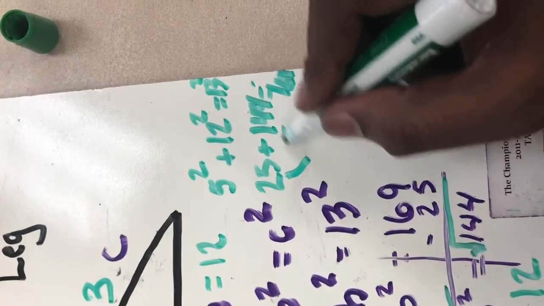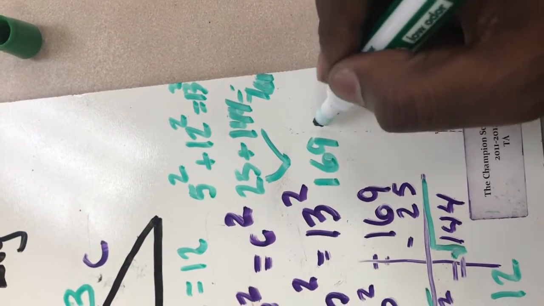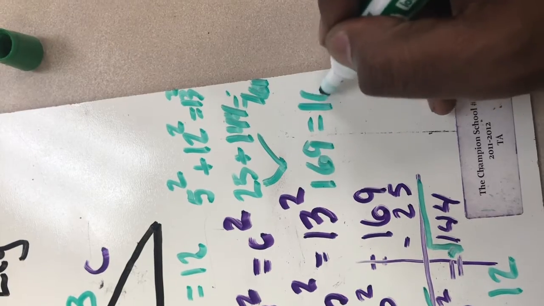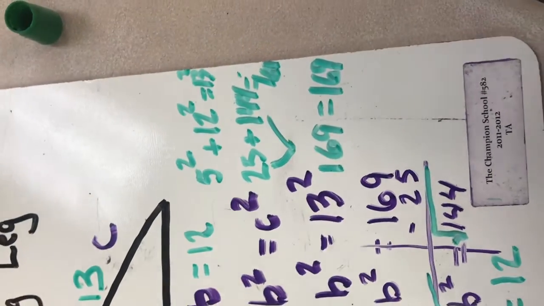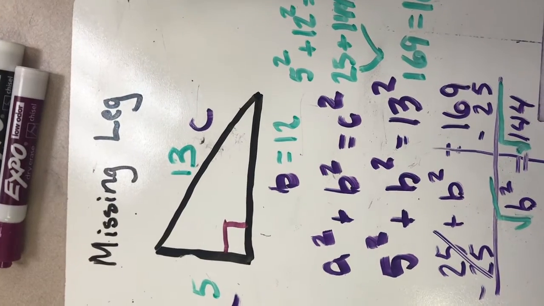We're going to assume you can see that. And 25 plus 144, well, that makes 169. And 169 is equal to 169. So that means that we're correct. 5, 12, 13 is our Pythagorean triple.